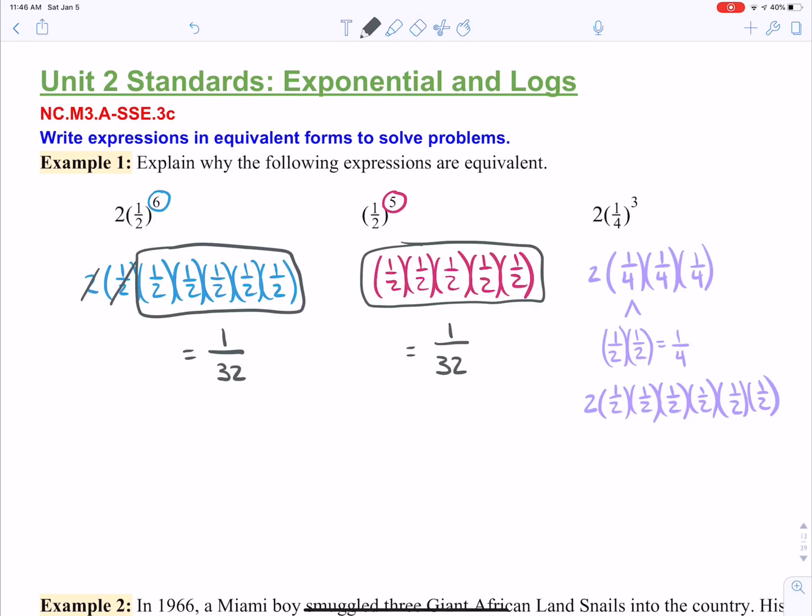And then the last problem, if you notice, it now looks just like the first one. So the 2 and the 1/2 would cancel out. You have 5 1/2s left over, and that would certainly equal 1/32 again. But writing it all out definitely helps you to see why they are all equivalent. And that's it for example 1.